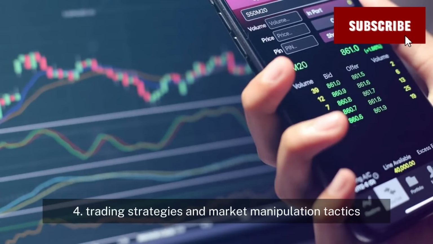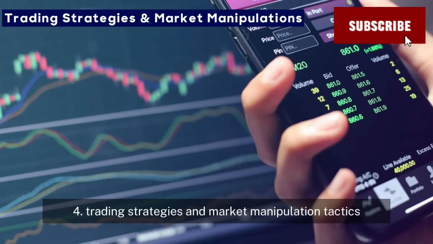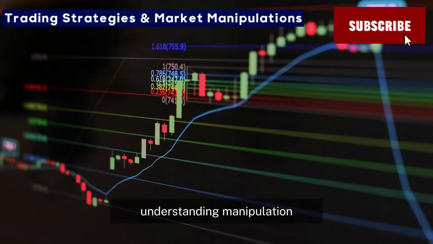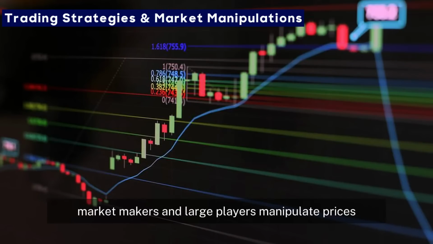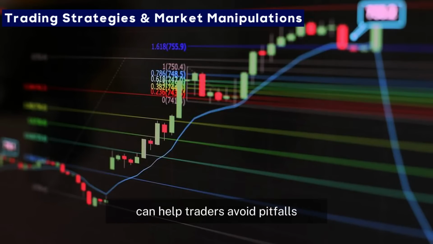Fourth, trading strategies and market manipulation tactics. Understanding manipulation. A successful trading strategy in Forex often involves understanding the various ways market makers and large players manipulate prices. Recognizing these tactics can help traders avoid pitfalls and exploit opportunities.